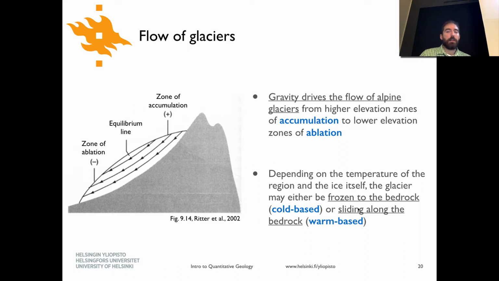But it matters for the exercise today because if your ice is frozen to the bedrock, that means you can assume that the velocity of ice is 0 at the bedrock interface. And if it's sliding, then you assume that the velocity of the ice is not 0 at the bottom of your glacier. And so your equation that you would use to calculate the velocity of the ice would be a bit different in that case.